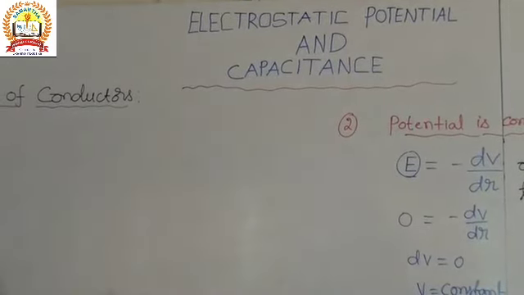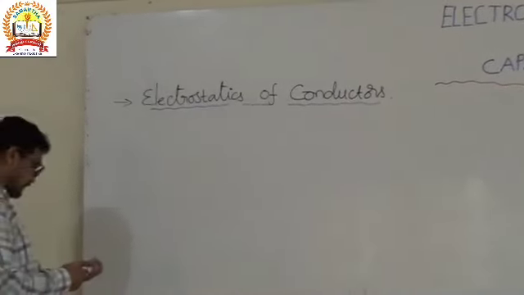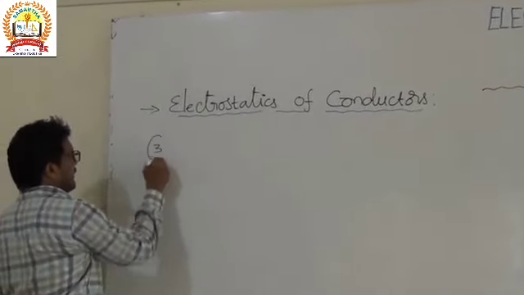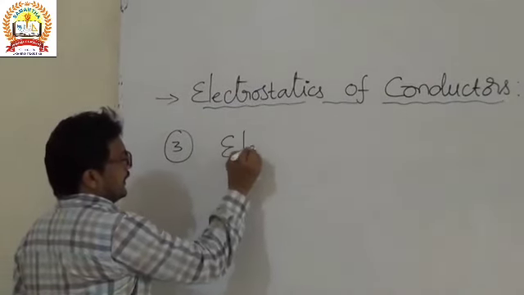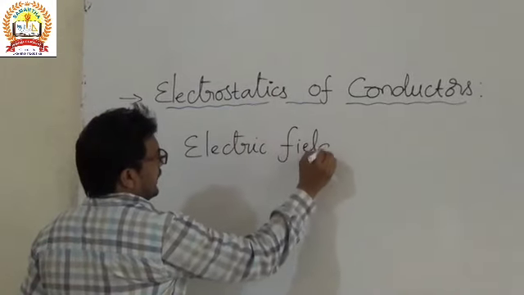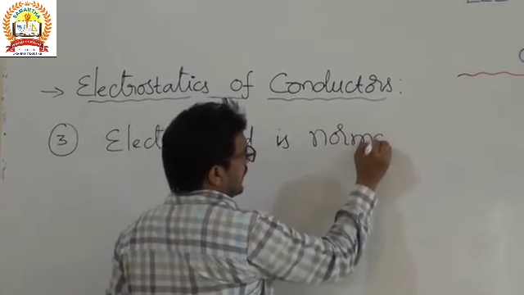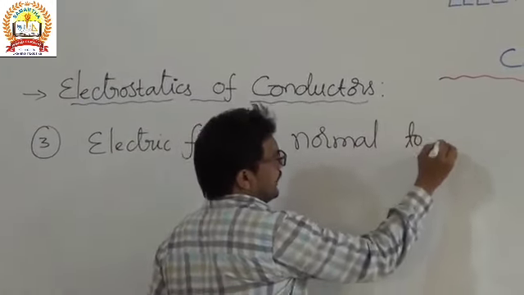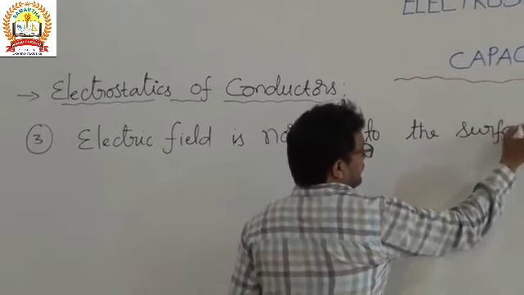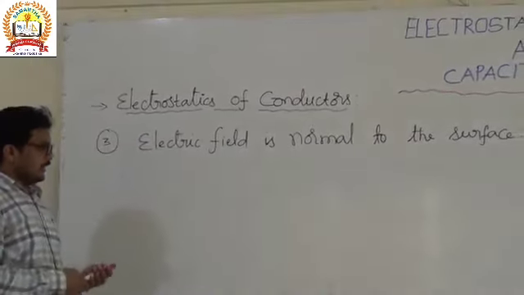The third point is that the electric field is normal to the surface of the conductor. That also we show, how it will be normal.